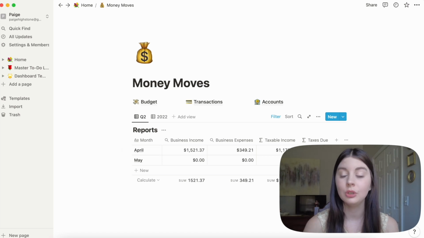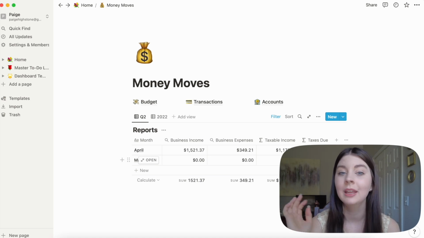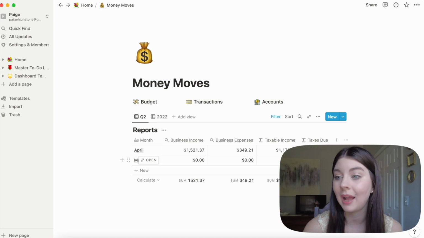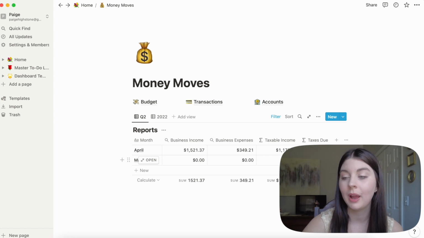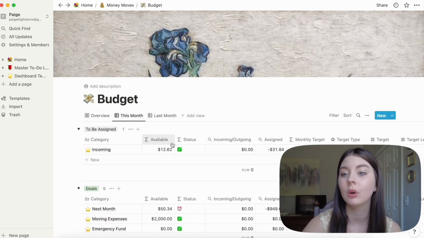So what I like to do is that at the end of the month, I look at how much I made, calculate the taxable income at the end of the day, and then get that taxes due number. And then I go ahead and budget that in my budget and say, this is how much I need to set aside for taxes. So as the end of May rolls around, I will do the same thing. As more income comes in, I calculate the business expenses, get the taxable income, and then set that aside as a goal for taxes for the month.